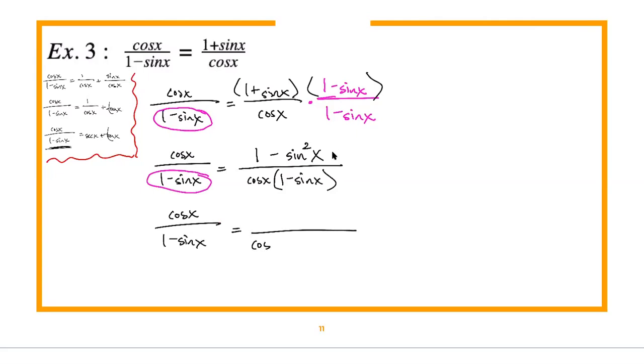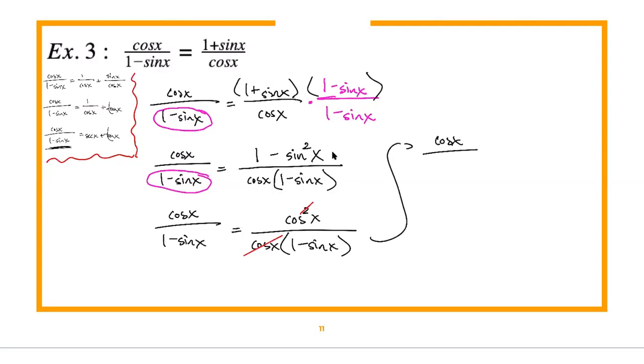What's another way I can write the numerator? Cosine squared of x. Beautiful. All right. This is another reason why I didn't distribute that cosine. If I don't distribute it, I can reduce. If I do distribute it, I might not realize I can reduce. And what does that give us?